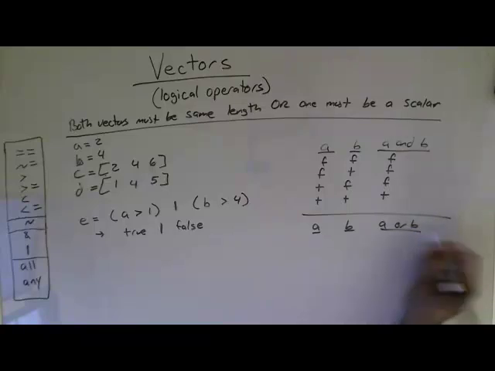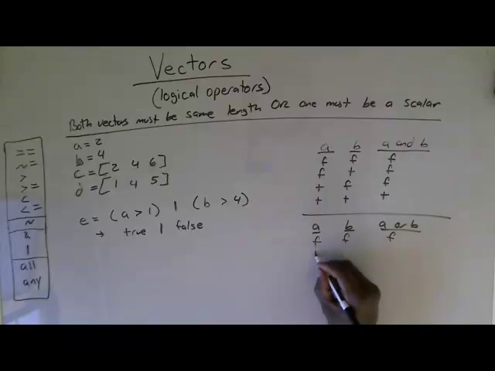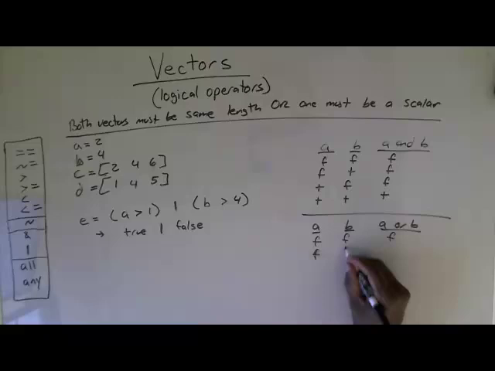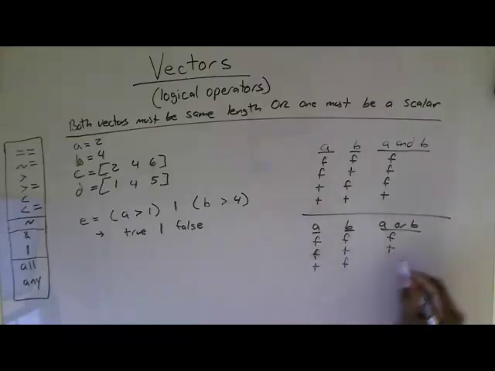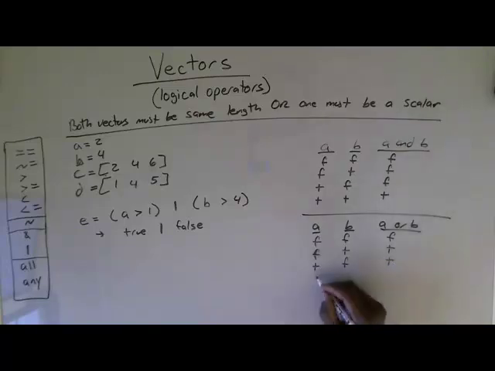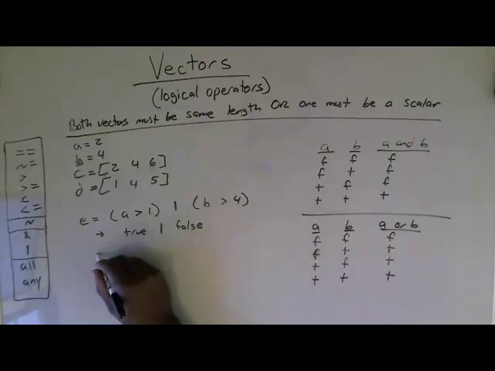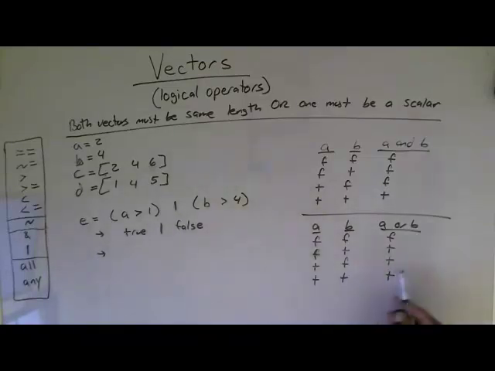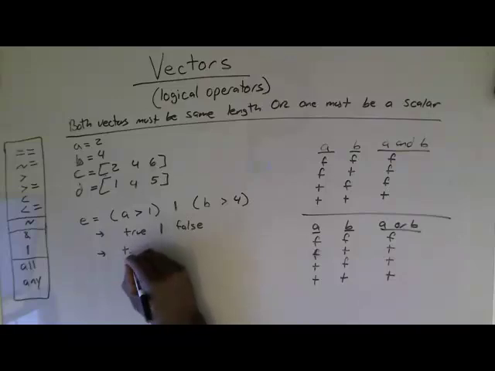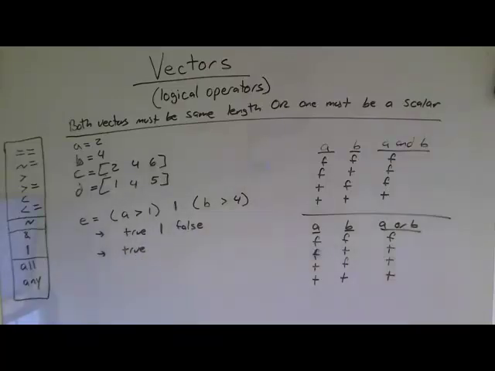A or B. False or false is false. False or true is true. True or false is true. True or true is true. Okay, so now I have a true or false. Reading from my truth table is true. Okay? And you can go on and combine it in a lot of different ways, but that's the basics.